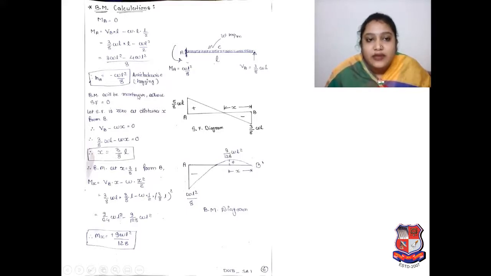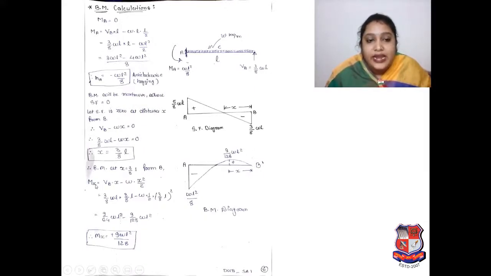Now the bending moment will be maximum where shear force is equal to 0, right? So let the shear force be 0 at distance x from B. Therefore VB minus WX is equal to 0. Therefore 3 by 8 WL minus WX is equal to 0. If we simplify that, then x will be 3 by 8 L. Therefore the bending moment is at x equal to 3 by 8 L, that distance from B.